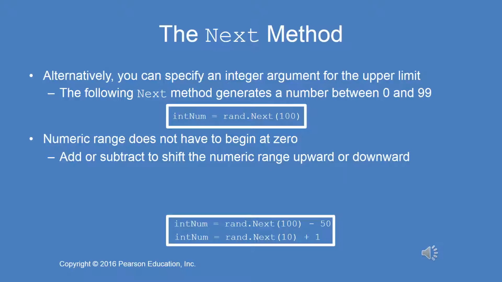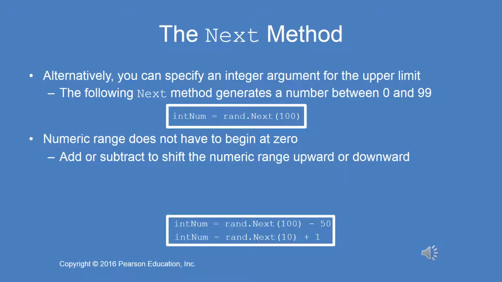So, for example, in the first example in the text box at the bottom of this slide, we're passing 100 to it. So random.next 100 will generate a random number between 0 and 100. But then we're shifting that down 50. So in essence, it becomes negative 50 to 49 is the range. Now, it generates the random number first, and then we're shifting it by subtracting 50.